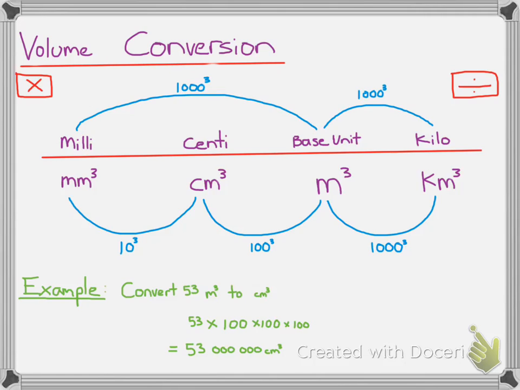Right? Another quick example, convert 53 meters cubed to centimeters cubed. Start with meters cubed, you're moving to the left, so you are timesing by 100 cubed, which means 100 times 100 times 100. So 53 times 100 times 100 times 100 comes to 53 million centimeters cubed.